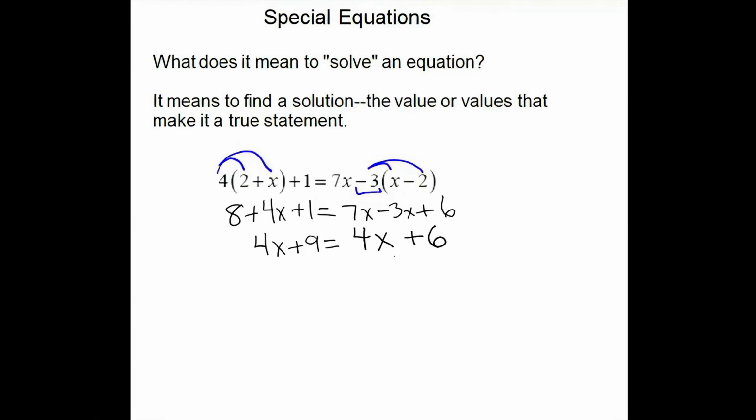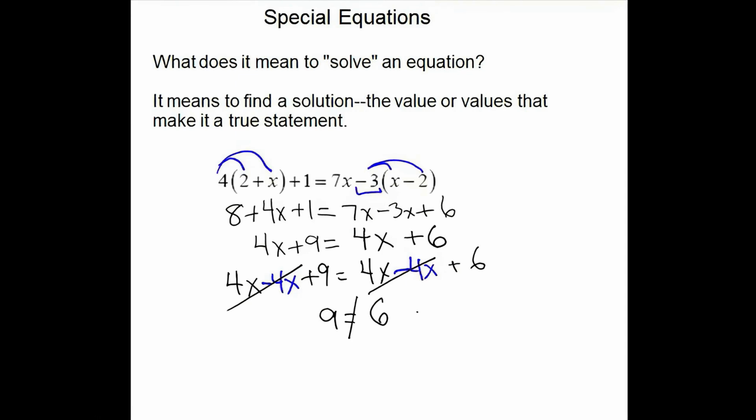Now we have a variable term on both sides. We need to get rid of it. So we're going to have to subtract a 4x. We'll do the same on both sides. But we'll realize that our variable term canceled. We don't have a variable to solve for. This time, we ended up with a false statement. So we want to answer that there is no solution.